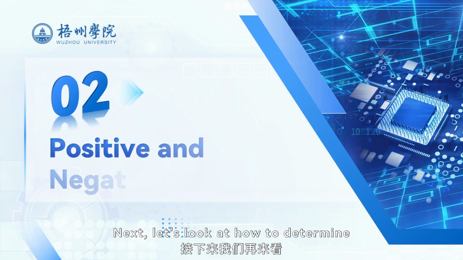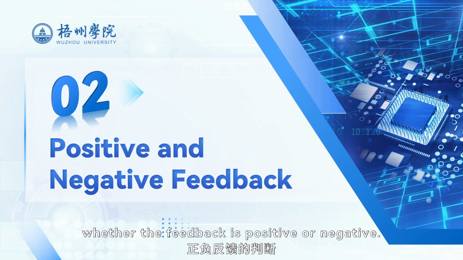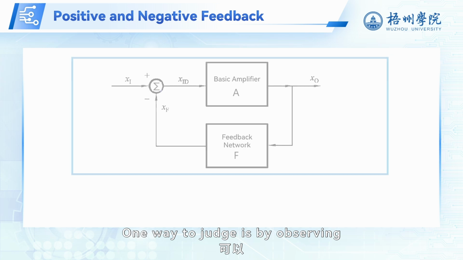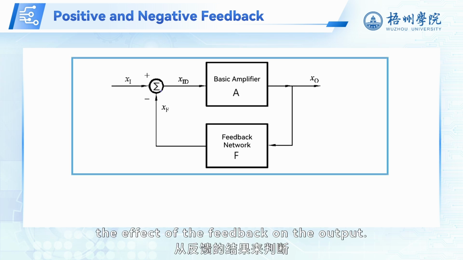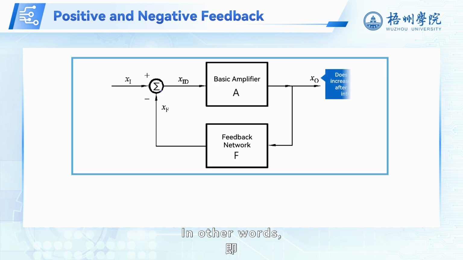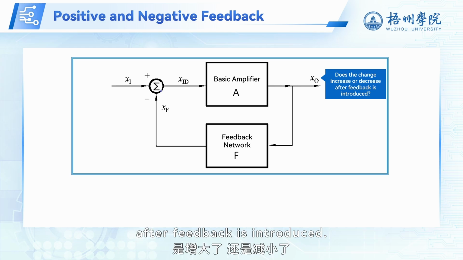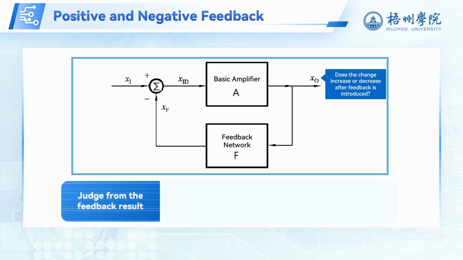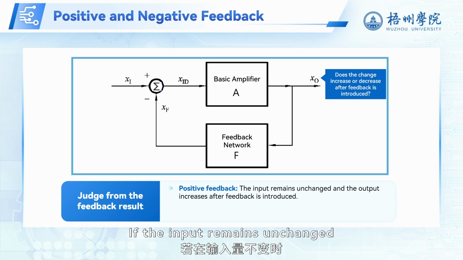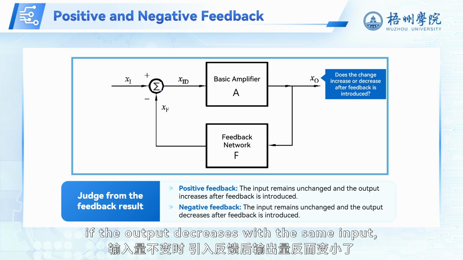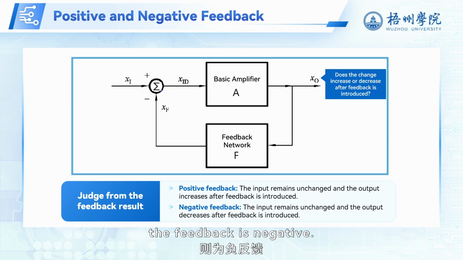Next, let's look at how to determine whether the feedback is positive or negative. One way to judge is by observing the effect of the feedback on the output. In other words, we need to see whether the output quantity Xo increases or decreases after feedback is introduced. If the input remains unchanged and the output increases after feedback is introduced, the feedback is positive. Conversely, if the output decreases with the same input, the feedback is negative.